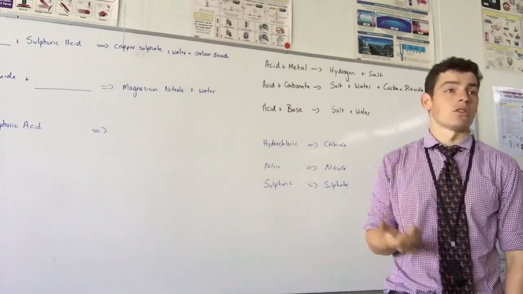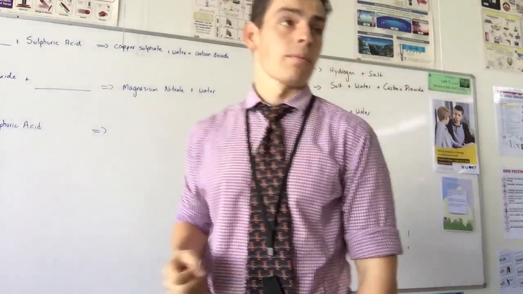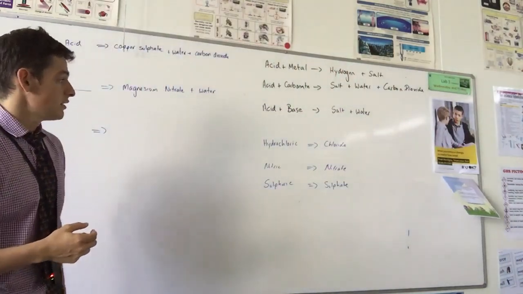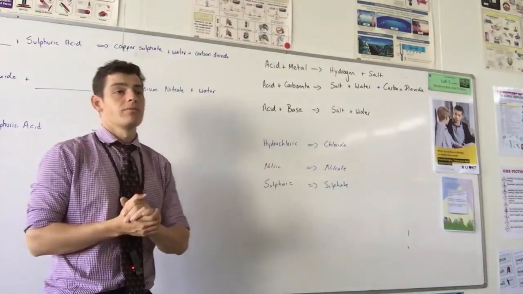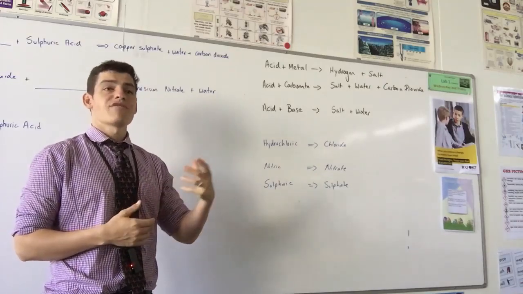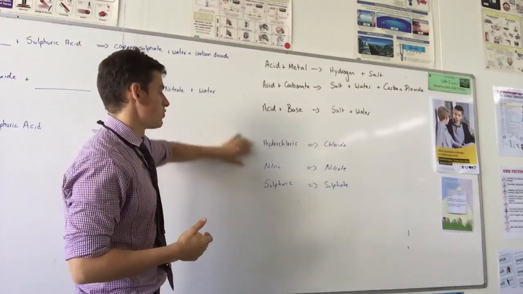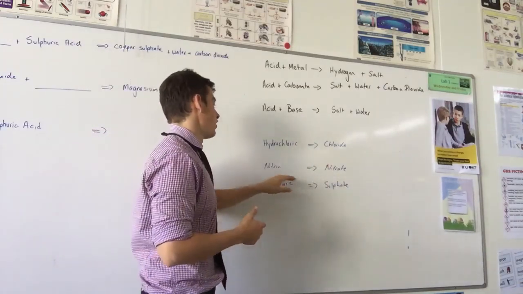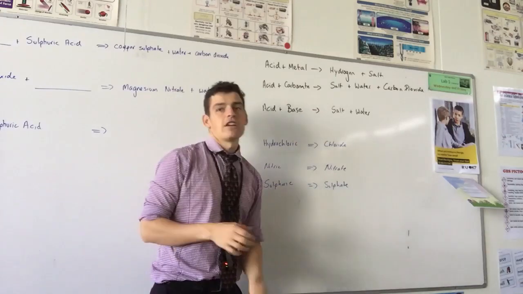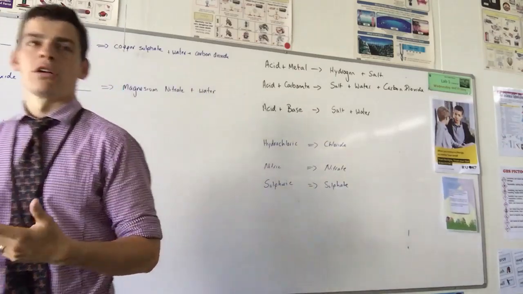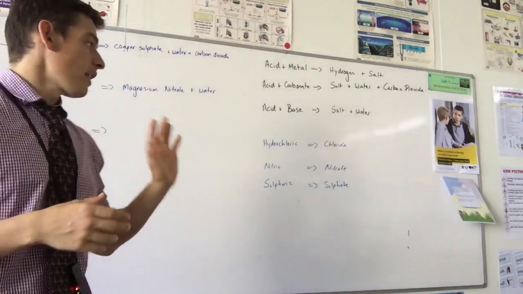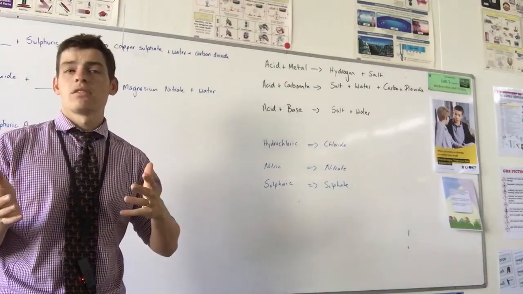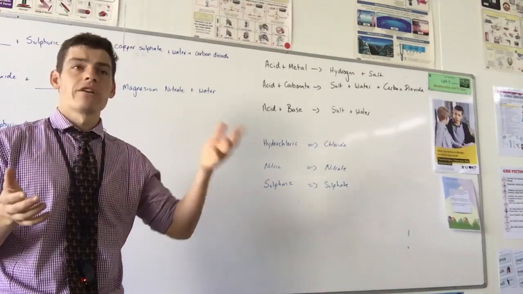Salt, this is the tricky one. How do we name our salts? From the acid? Yeah, so you get something from the acid and you get something from the other material. Hydrochloric gives chloride, nitric gives nitrate, and sulfuric gives sulfate. Are they metals or non-metals? Non-metals. Where do they go when we're naming our salt, first or second? Second. It's something sulfate or something nitrate.